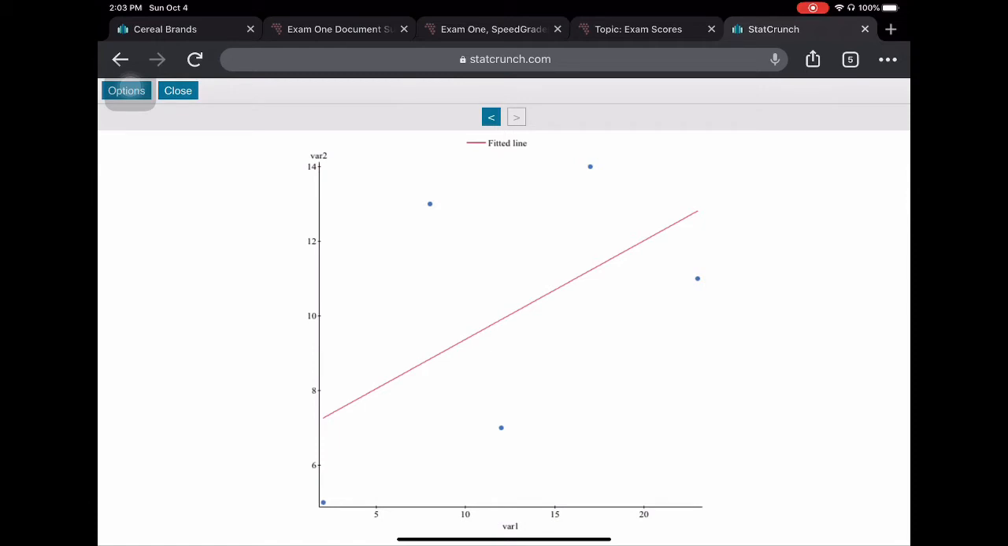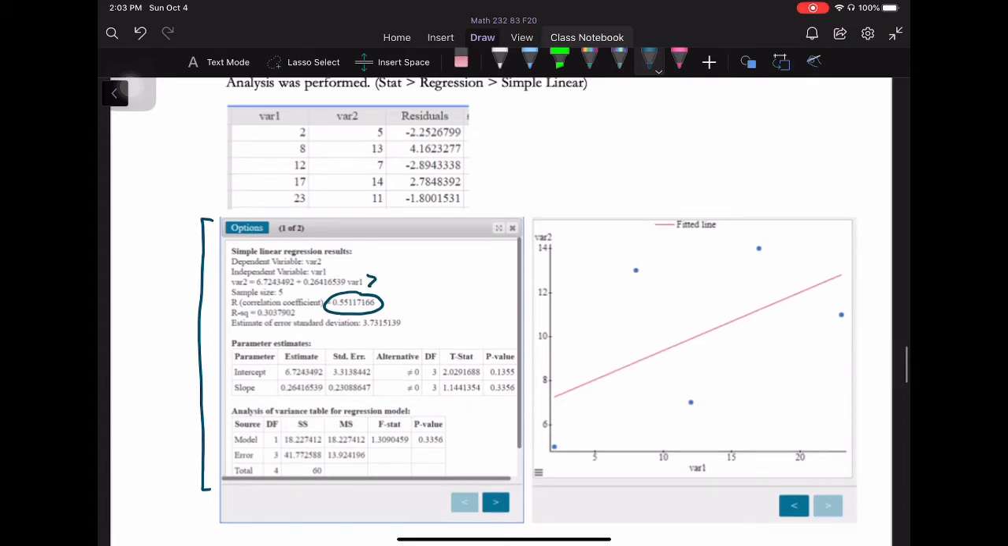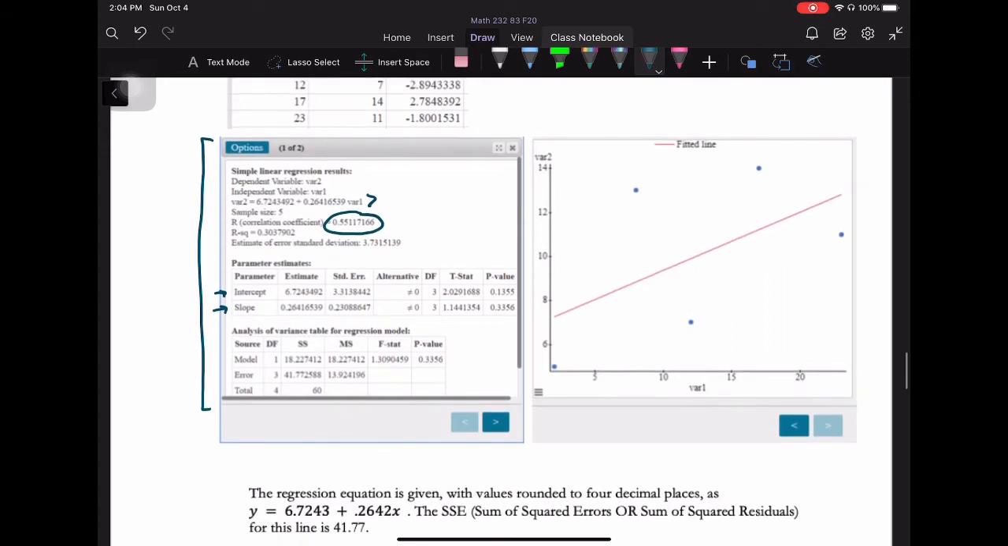I'm going to go back to our notes now and we're going to talk about this. We're given a lot of information in this output that comes from StatCrunch, a lot that we really don't know about right now. We do know this R value, that is our correlation coefficient. We also have an equation for the line of best fit. We are given what our intercept is, what our slope should be, and then our t value and p value, that's going to come into play when we do hypothesis testing. And we have standard error. Now, the regression equation is given with the values rounded to four decimal places. And that comes from right here.